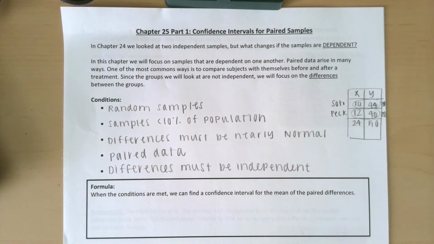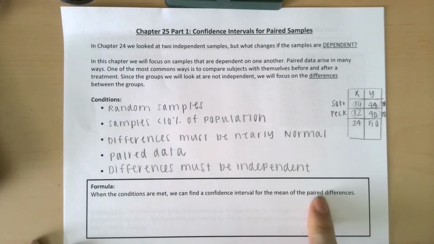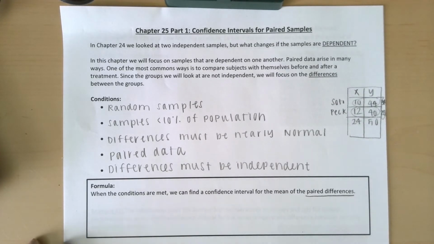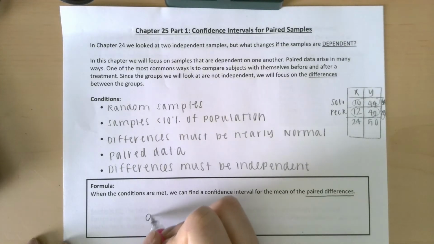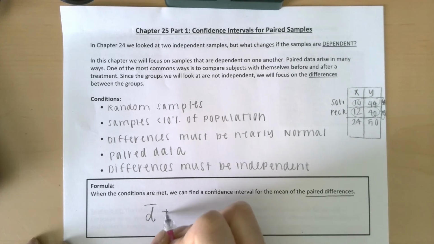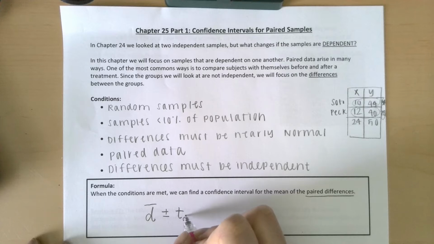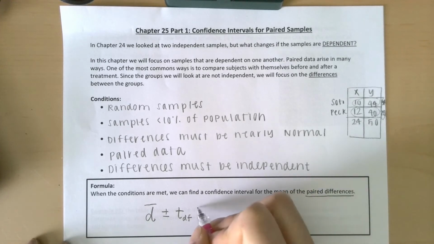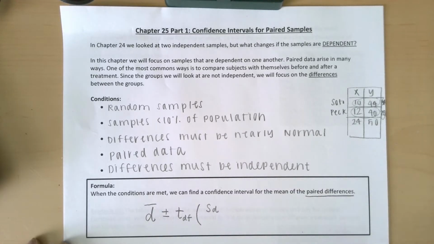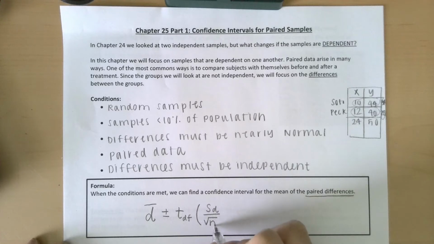When the conditions are met, we can find a confidence interval for the mean of the paired differences. So we're really going to be focusing on these differences here. I grew by 34, Miss Peck grew by 28. Those are the differences that we're focusing on. What we're going to do is start with finding the average difference. I'm going to call that D bar, standing for the average of the differences. We'll add and subtract a t-score with degrees of freedom. And then I'll multiply by the standard deviation of the differences. I'm going to call that S sub D and divide by the square root of the sample size.